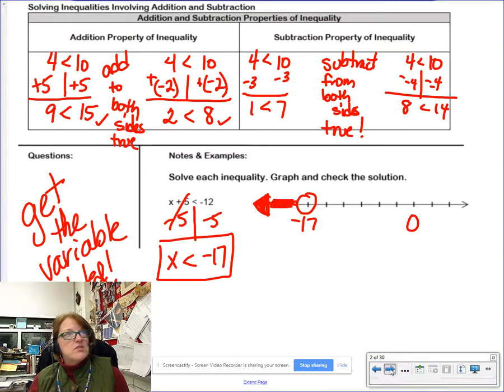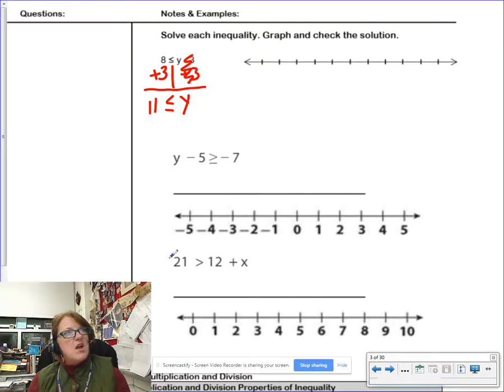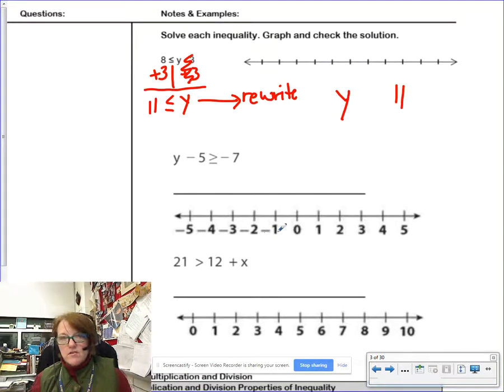Turn the page of your notes. Let's look at a few more. Let's solve this one. Put a line under here, add 3 to both sides. That goes away. I have now isolated my variable. 8 plus 3 is 11. This is weird. First things first, if my variable is on the right-hand side, we need to rewrite this. I like to always put the variable on the left. So we're going to put the y here, and we're going to put the 11 over here.